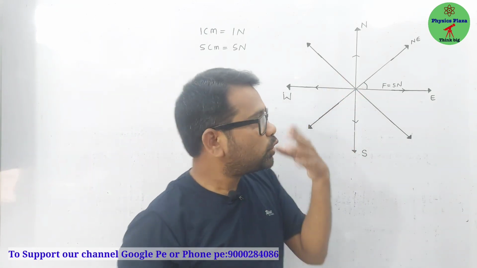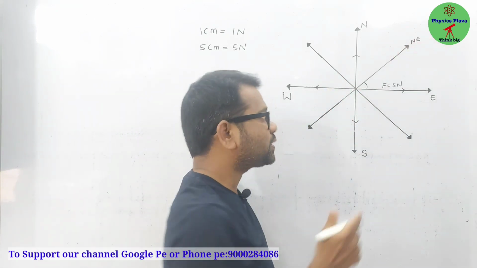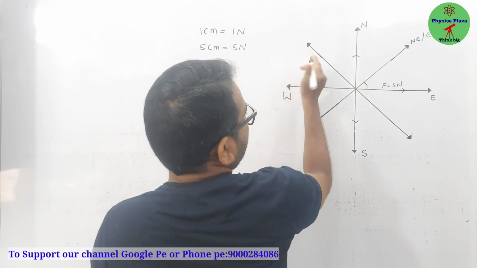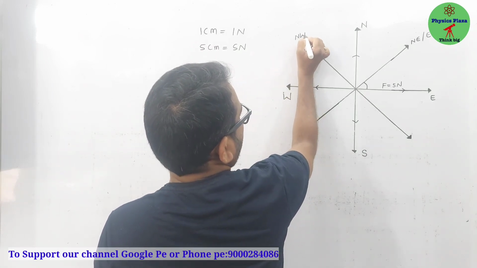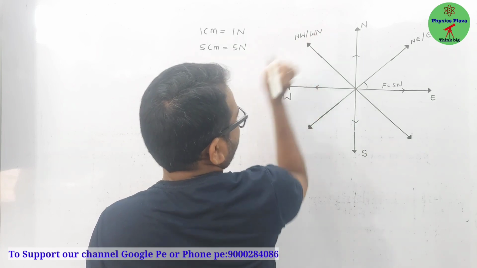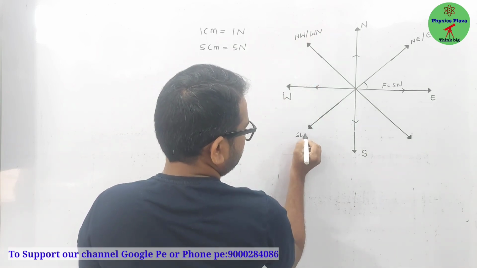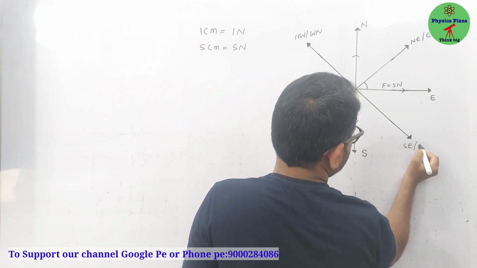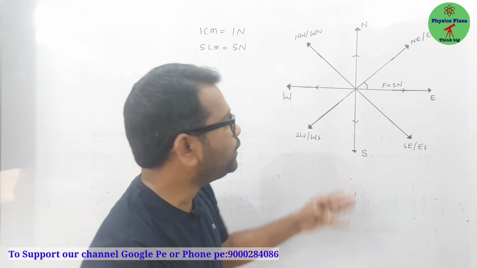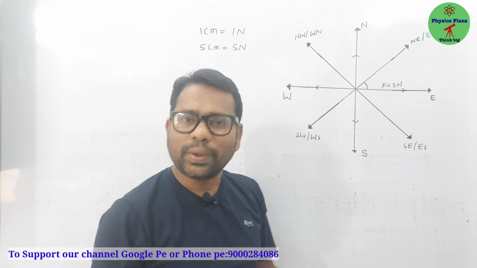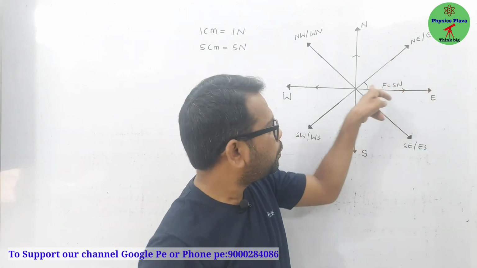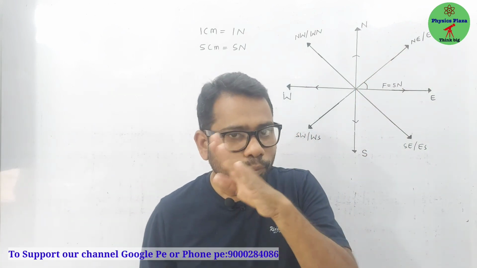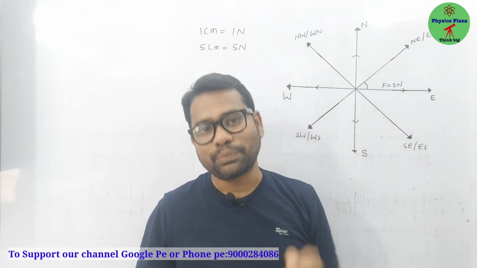But here the doubt is whether we should call it northeast or east-north. First, let us write: it can be northeast or east-north. This can be northwest or west-north. This will be southwest or west-south. This can be southeast or east-south. So on what basis do we write either northeast or east-north? You may get one doubt, sir, either northeast or east-north, both represent the same thing, right? Yes, it represents the same, but direction is very important. Whether we are moving from north to east or east to north is very important.